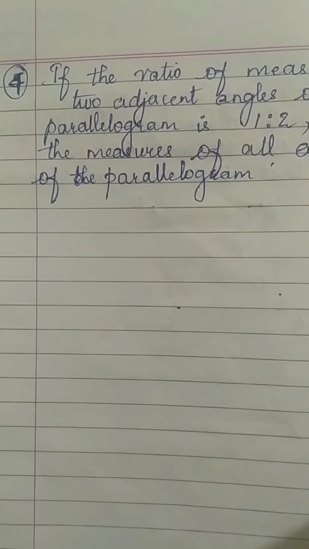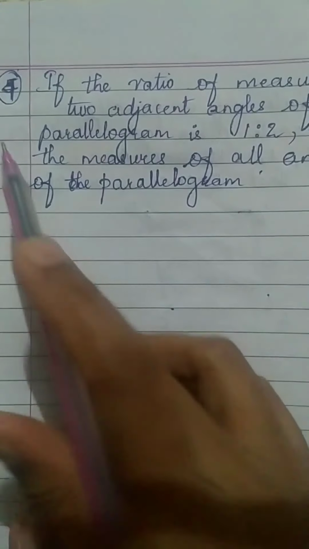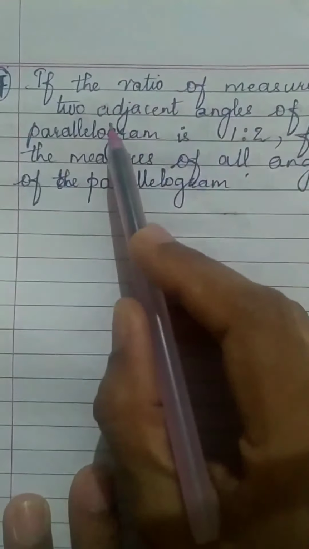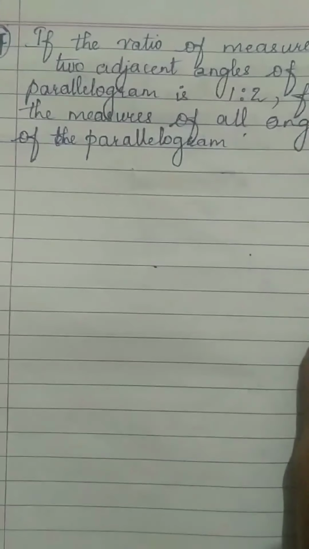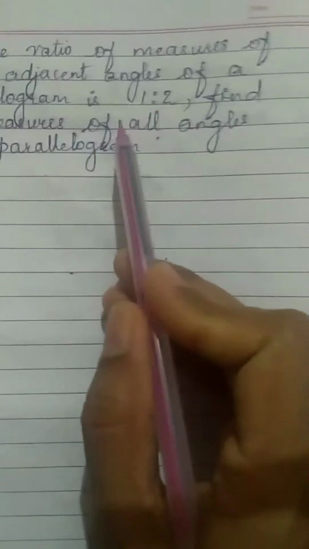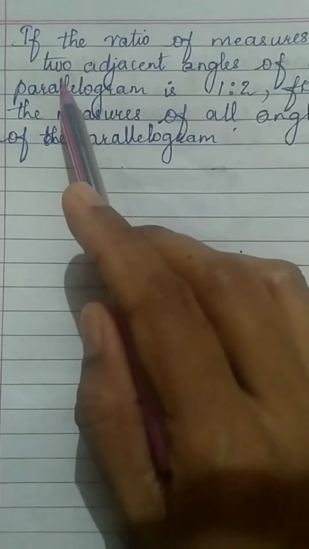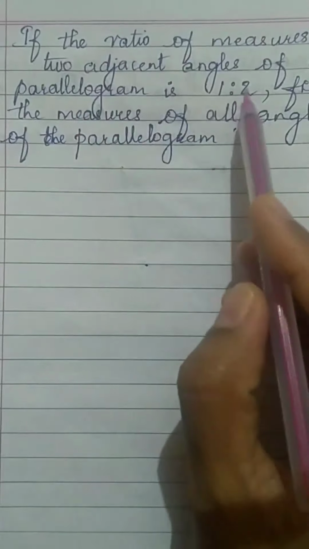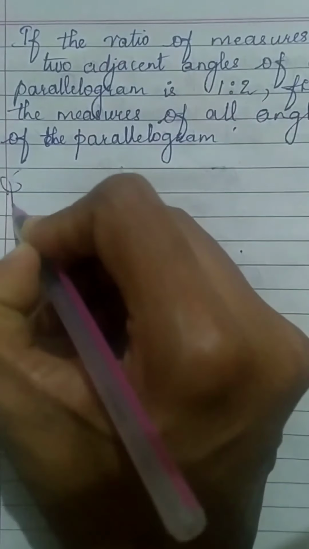We were with practice set 5.1, chapter quadrilaterals. 3 sums we had solved in the previous class. Today, let us see the fourth sum. The fourth question goes this way. If the ratio of measures of two adjacent angles of a parallelogram is 1:2, find the measures of all angles of the parallelogram. I repeat, the ratio of measures of two adjacent angles of a parallelogram is 1:2. So we need a figure here. Okay, so let's start. Solution.